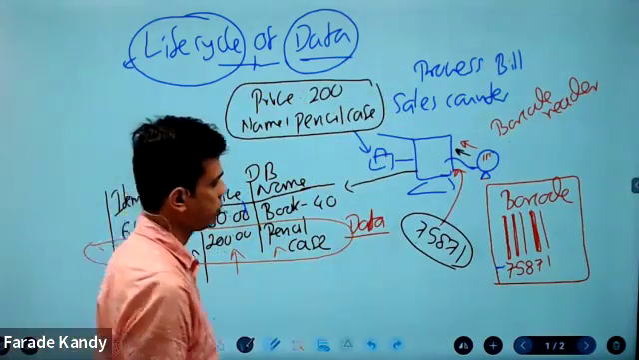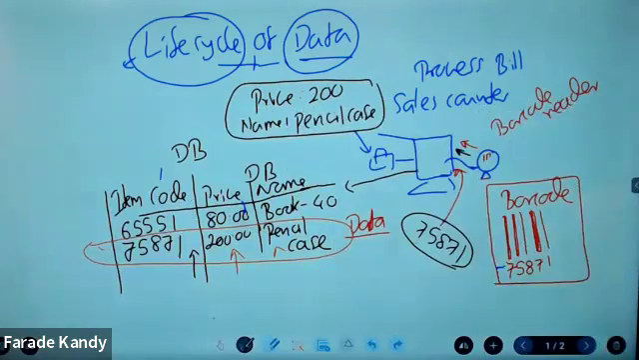Whenever the data are handled in a system, the specific data are repeatedly used.